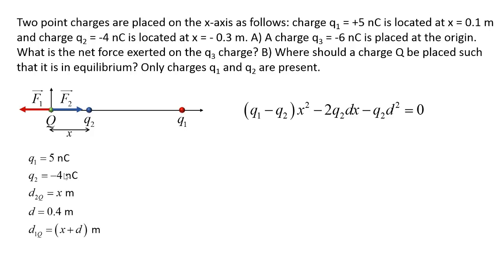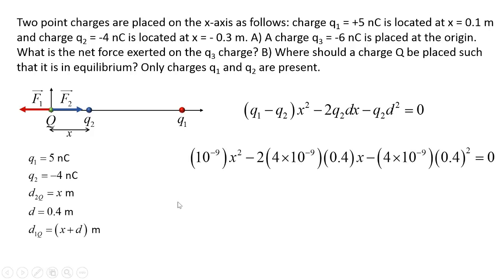So we have 10 to minus 9 x squared minus 2 times Q2, which is 4 times 10 to minus 9 coulombs, the distance d is 0.4 meters, x minus Q2, which is 4 times 10 to minus 9 coulombs, the distance d is 0.4. Don't forget to square it. As you can see, we can simplify the entire equation with 10 to minus 9, and we are left with x squared minus 3.2x minus 0.64.